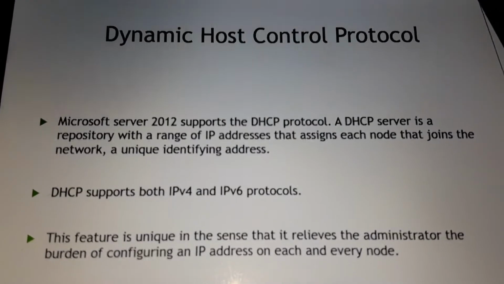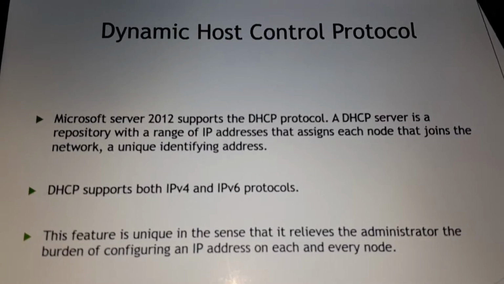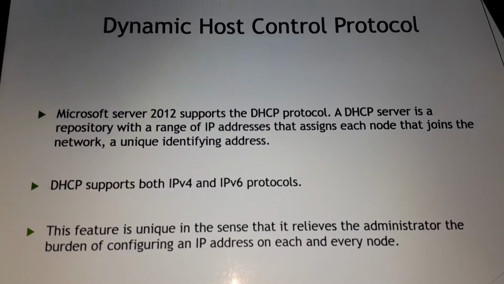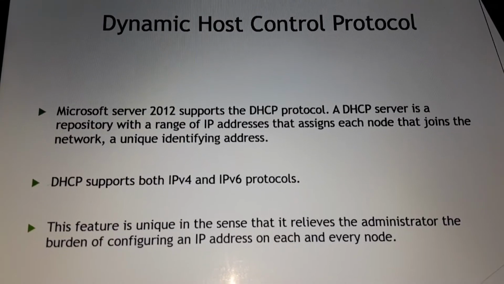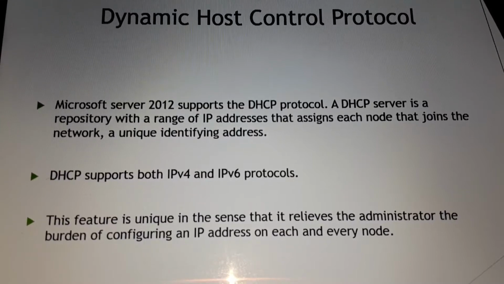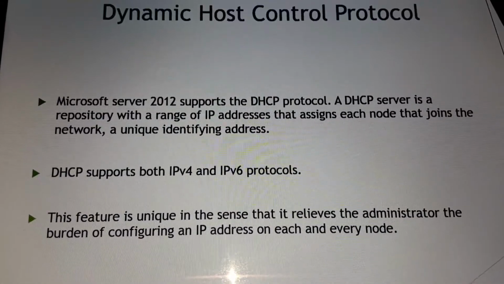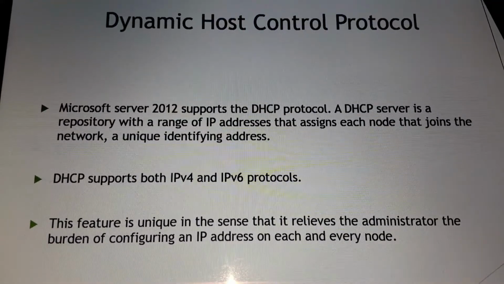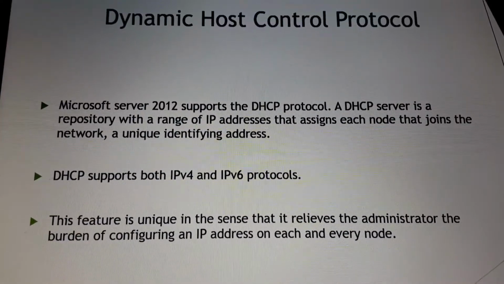The Dynamic Host Configuration Protocol, normally referred to as DHCP, is a server that has a repository with a range of IP addresses, and it assigns each node that joins the network a unique identifying address. DHCP supports IP version 4 and IP version 6 protocols. This feature is unique in the sense that it relieves administrators of the burden of configuring IP addresses manually on each and every node.